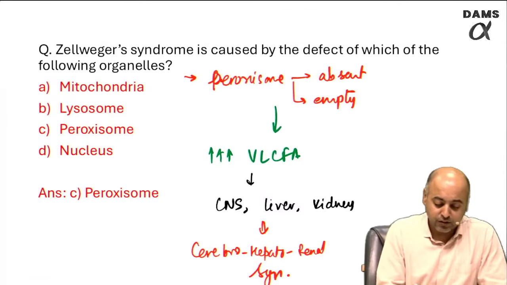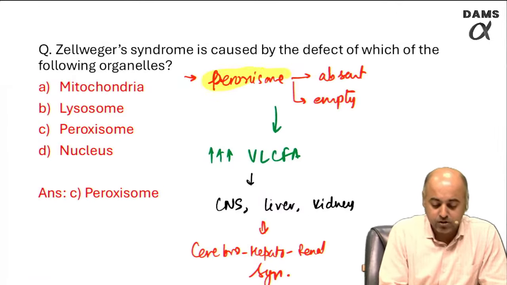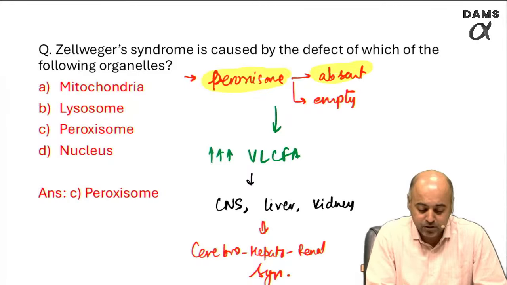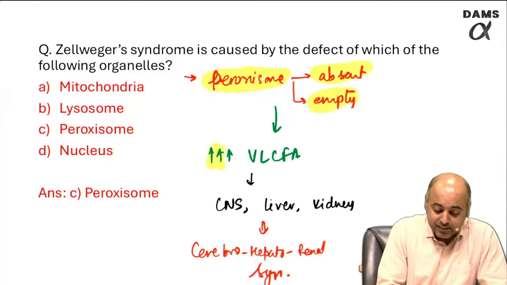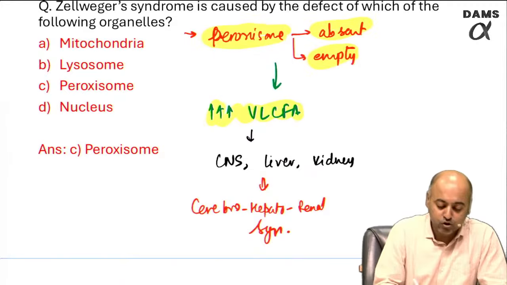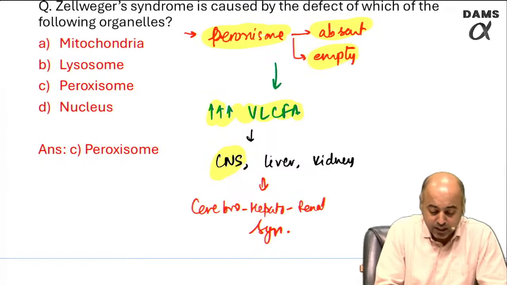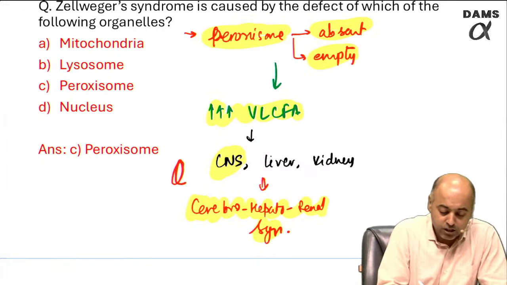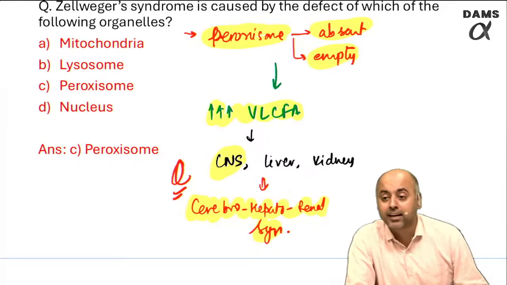First was, Zellweger syndrome is caused due to defect in which organelle? Peroxisome may be absent or it may be empty. What accumulates? There is accumulation of the VLCFA, most commonly at CNS. The other name for Zellweger syndrome is the cerebrohepatorenal syndrome. Each of these has been asked as a question.